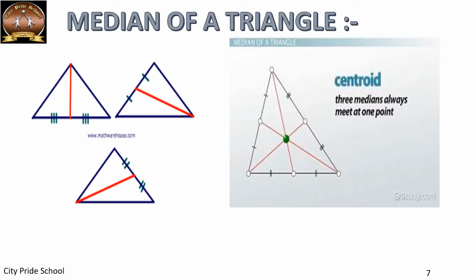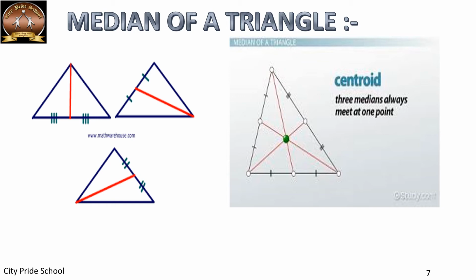Okay, now let's talk about median of a triangle. So as you can see in this figure, we already drew median with red line segment, right? So what do you mean by median? See, median is a line segment joining a vertex of a triangle with the midpoint of its opposite side. I repeat, a median is a line segment joining a vertex of a triangle with the midpoint of its opposite side.